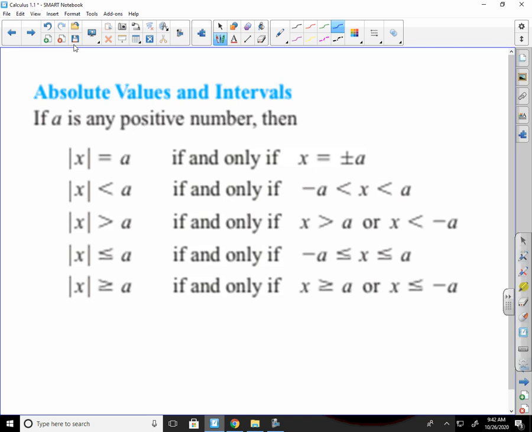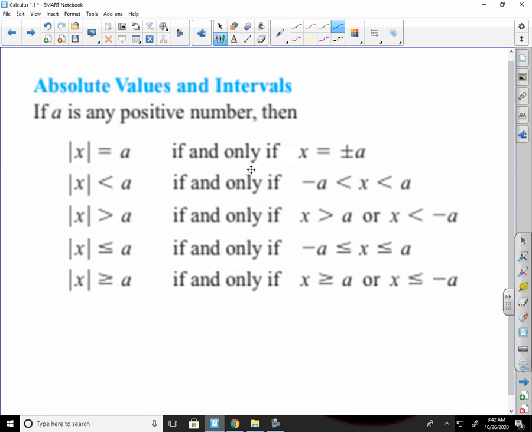And then the absolute value of x is less than or equal to a if and only if x is between negative a and a. Absolute value of x is greater than or equal to a if and only if x is greater than or equal to a, or x is less than or equal to negative a. There's a lot of different ways to say some things we kind of already know.